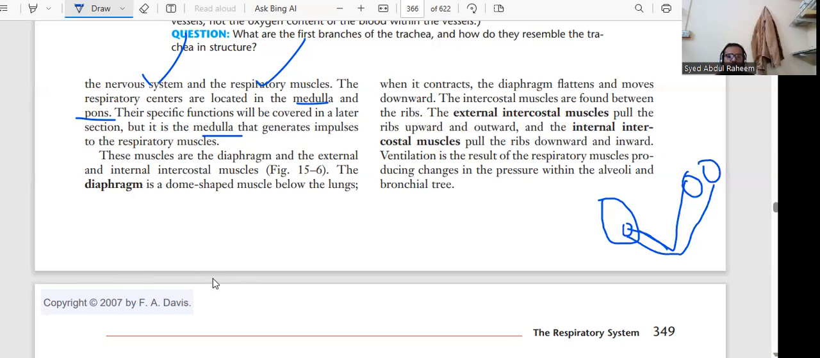These respiratory muscles are the diaphragm and the external and internal intercostal muscles. Internal means the muscles attached to the ribs on the inside, and external means those attached on the outside. The specific term is intercostal muscles: inter means between, costal means ribs, and muscles means muscles.